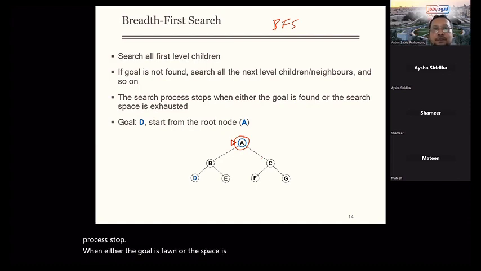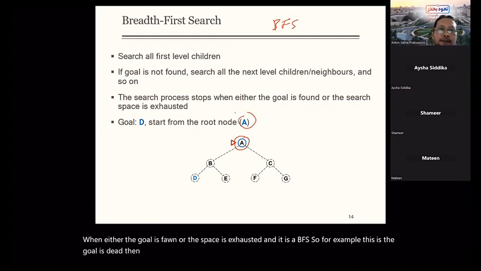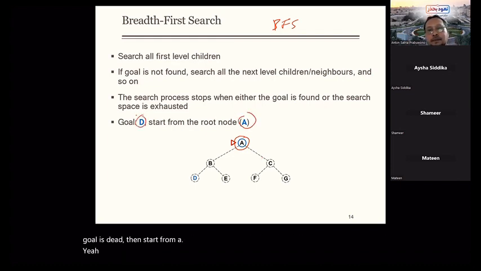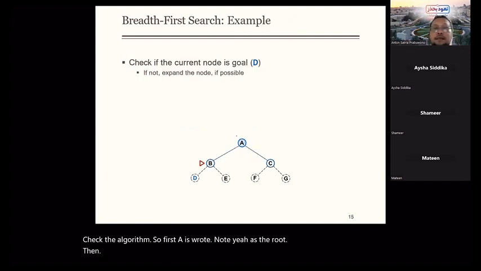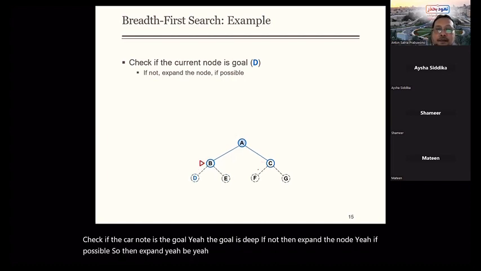And that is BFS. So for example, the goal is D, then start from A. So we find it by using BFS here. We check the algorithm. First A, A is the root node. Then check if the current node is the goal. The goal is D. If not, then expand the node if possible. So then expand B and C. So we finish the first level.